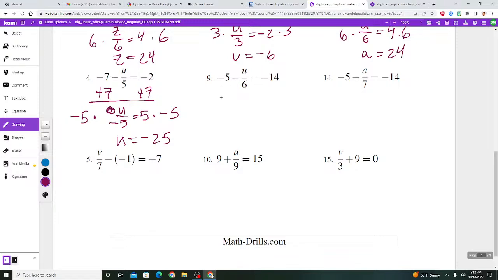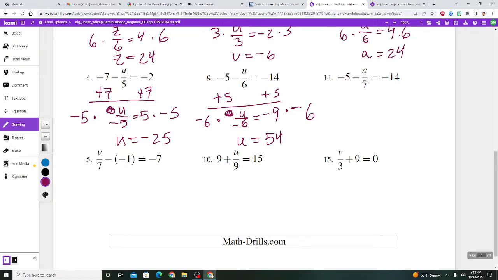Over here, same thing. We're going to add 5 to both sides. So we have negative u over 6 equals negative 9. But wait, this negative sign we want to drag down to the bottom. So it's negative 6 that we're multiplying by. And negative 6 times negative 9 is positive 54.